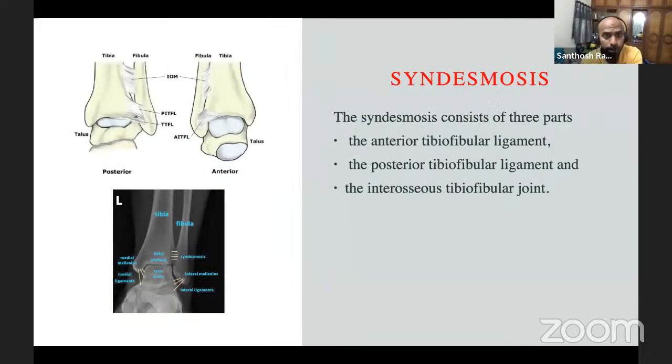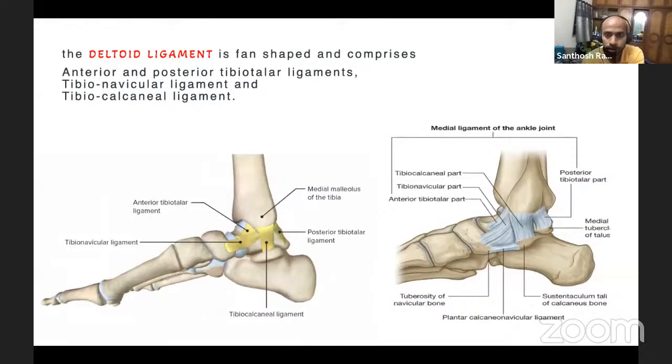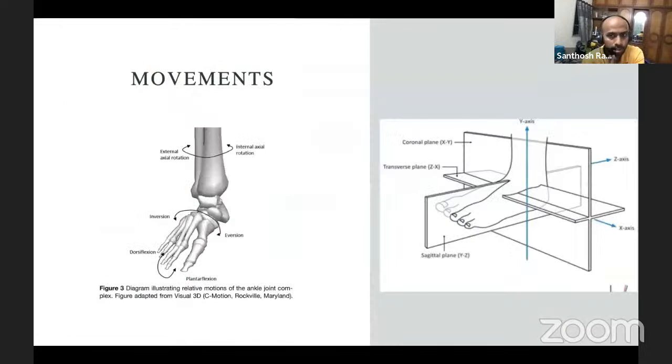A note on syndesmosis. As we all know, it primarily has three components: the anterior tibiofibular, the posterior tibiofibular, and the interosseous ligament. It is a very key structure for the stability of the ankle. If we fail to restore the syndesmosis, the resultant instability is prone to give a poor result no matter how well you have fixed the other structures. The deltoid and lateral collateral ligaments have already been dealt with.